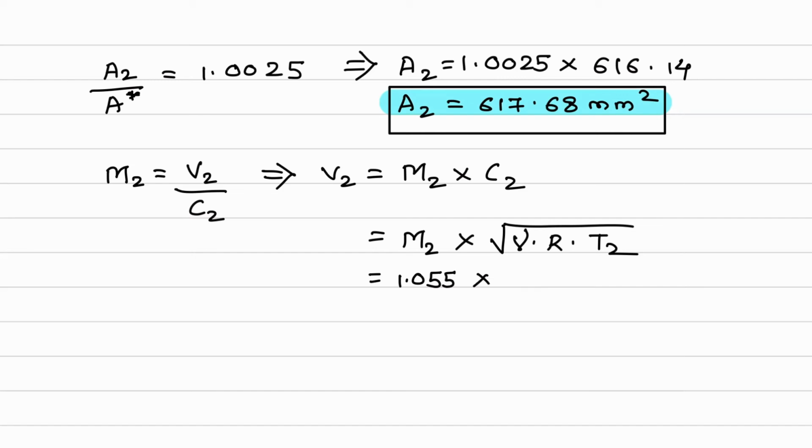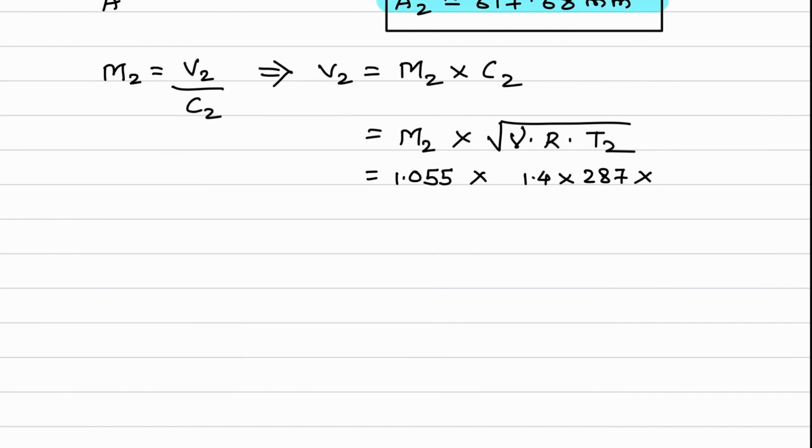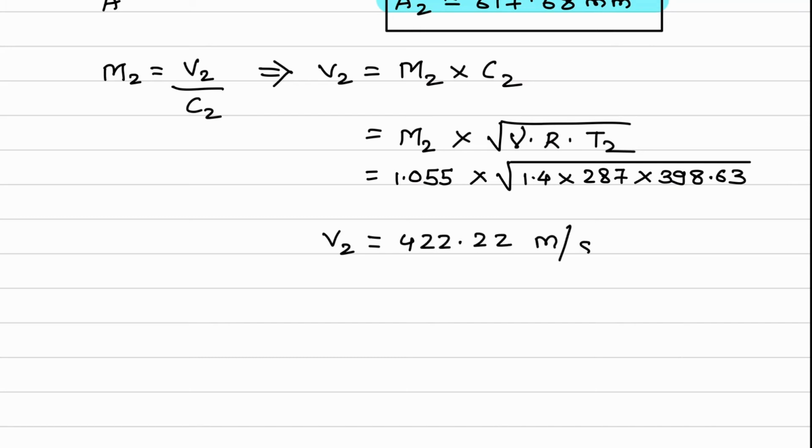Multiplied by under root gamma. Gamma is given in the question 1.4 into R is given 287 joule per kg Kelvin into T2 we have found out 398.63. Whole will be under root. So if I solve this, I'll get V2 value, velocity of air at section 2, which comes out to be 422.22 meter per second.